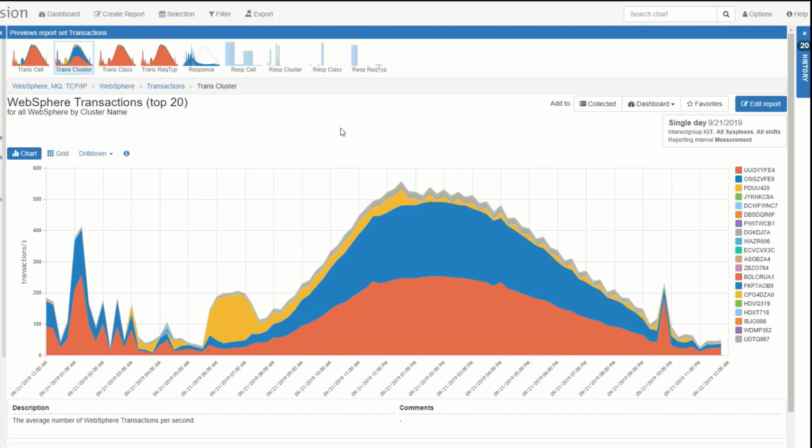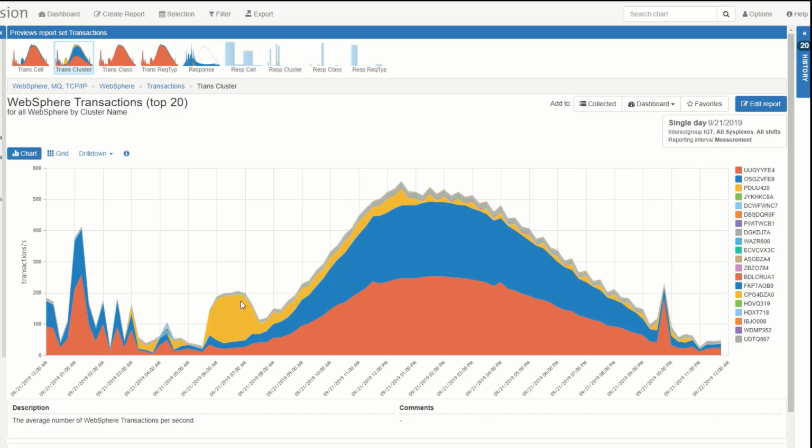A cell can have many clusters, and we now see the same transaction load split amongst 20 different clusters. Now, this is anonymized customer data, so the cell names are rather cryptic. In your environment, you'll have cluster names that follow your naming convention and are meaningful to you.